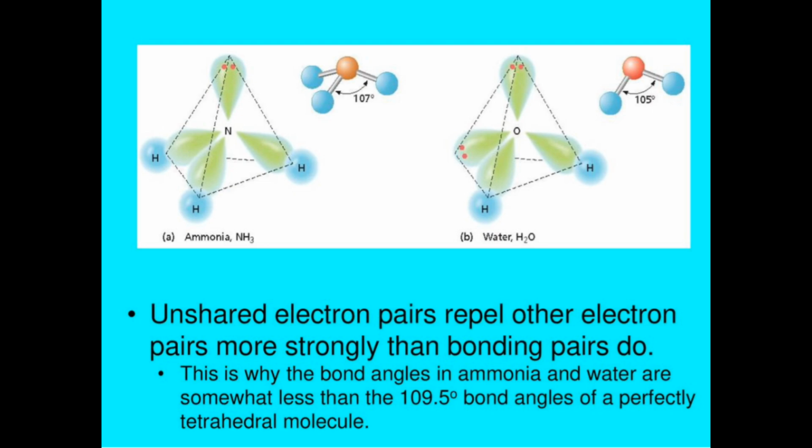Note that unshared electron pairs repel other electron pairs more strongly than bonding pairs do. That is why the bond angles in ammonia and water are somewhat less than 109.5 degrees of a perfectly tetrahedral shape. We have mentioned that many times.